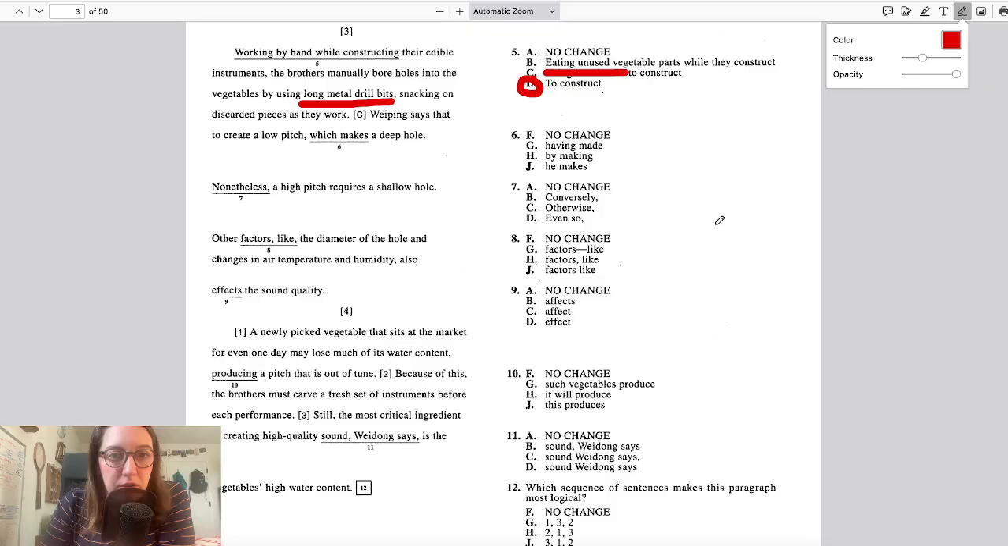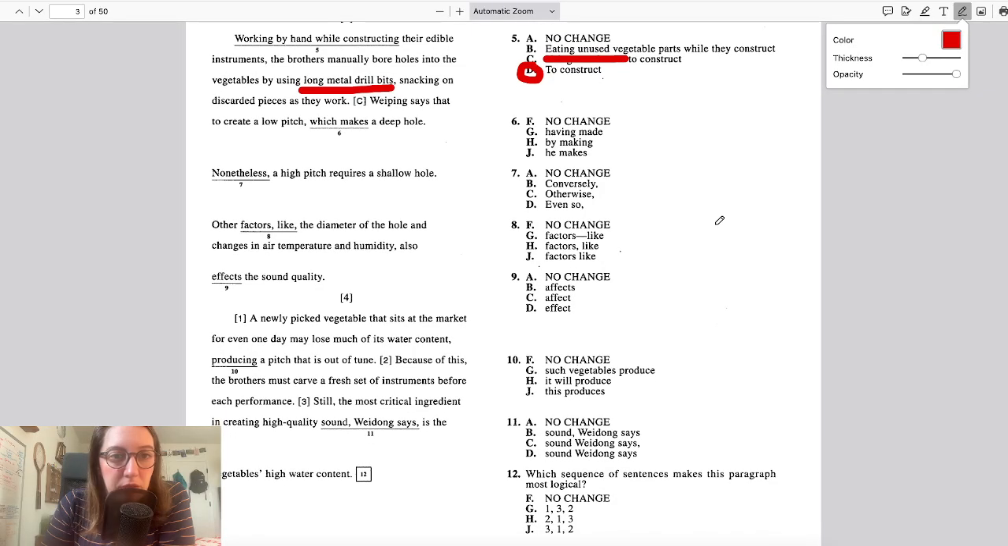Okay, number 6. Wei Ping says that to create a low pitch, which makes a deep hole. That's not correct. This one is "he makes." This tells us how it's done, right? So in order to create a low pitch, we have to do something, right? So we need a subject in there. He makes a deep hole.